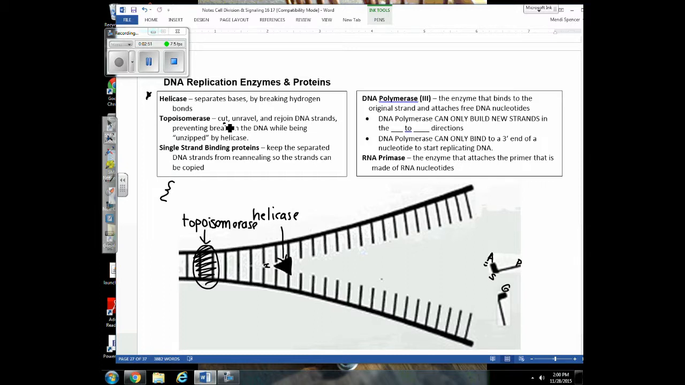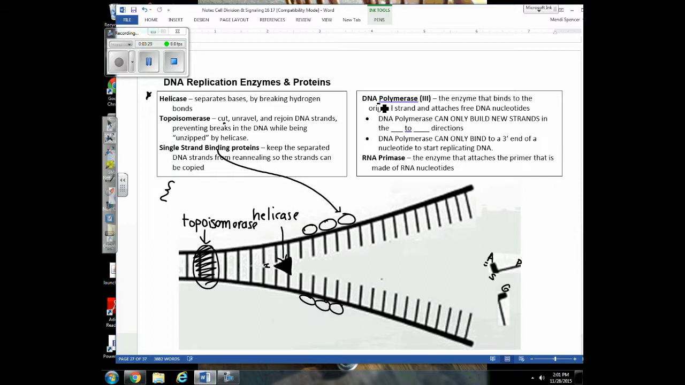Now also, as we unwind it, we have to keep these two strands of nucleotides apart, because if they come in close proximity to one another, they'll reform those hydrogen bonds. So there's proteins that will bind, and these are called your single strand binding proteins. So they bind to the single strands of nucleotides that have not been separated there, and it's just keeping them apart. Now, the major enzyme that is going to build new strands of nucleotides is DNA polymerase III.